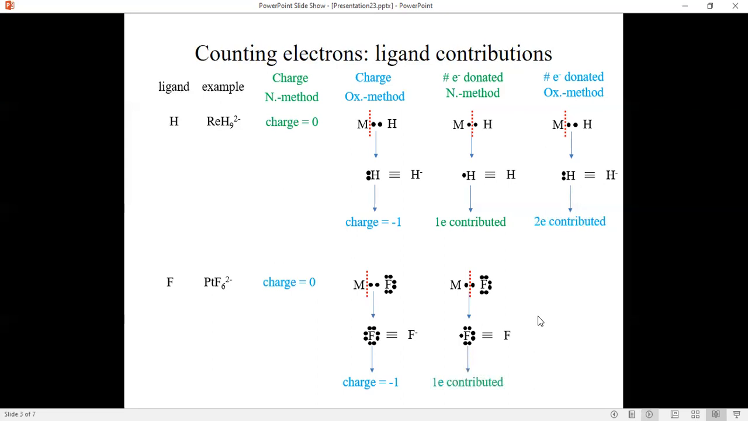Okay, so now what about the oxidation state method? Well, as we did already previously, we have to cleave the bond heteroleptically. So that creates a fluoride anion. So now how many electrons are contributed in this case? 2. All right. Good.